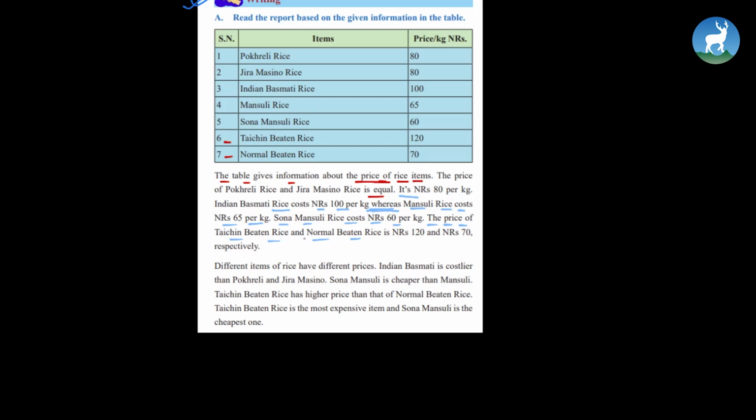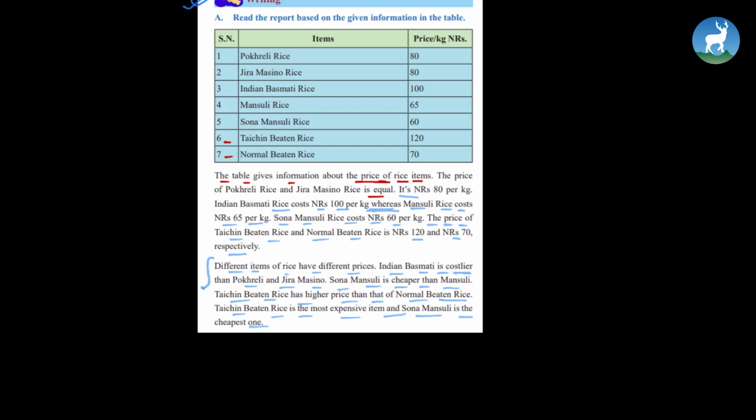The price of Thai chin beaten rice and normal beaten rice is rupees 120 and rupees 70 respectively. Okay, now we explain which one is costlier, which one is cheaper, which one is okay. Different items of rice have different prices. Indian basmati is costlier than Pokharel and Zira Masino. Sona Mansuli is cheaper than Mansuli. Thai chin beaten rice has higher price than that of normal beaten rice, and Thai chin beaten rice is the most expensive item and Sona Mansuli is the cheapest one.